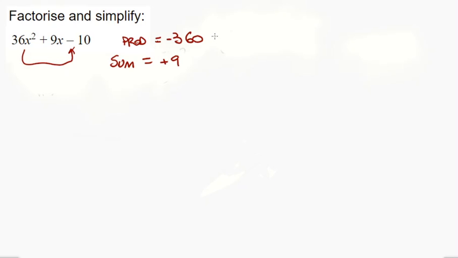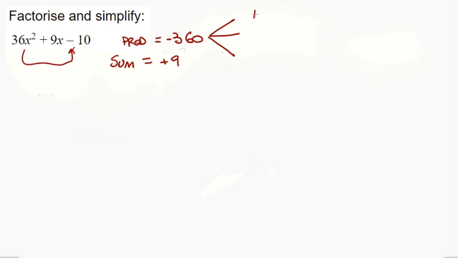The first thing is that our product is quite large, but the sum is small, so the numbers are close together. The product is large, so they are probably quite large numbers. I would presume two-digit numbers. Also the sum is positive and the product is negative. Since the product is negative, one of them is negative and the other one is positive. Since the sum is positive, the positive number is larger. So let's look for numbers which multiplied would give us 360, and then we can worry about the sign later.